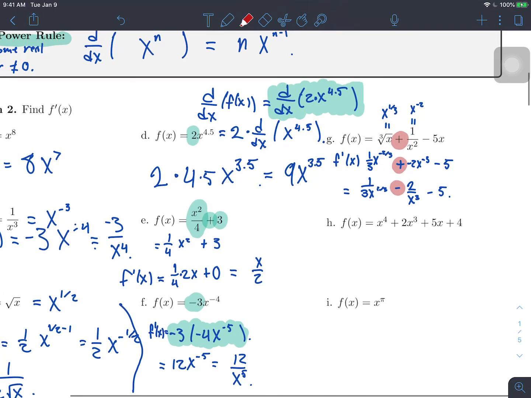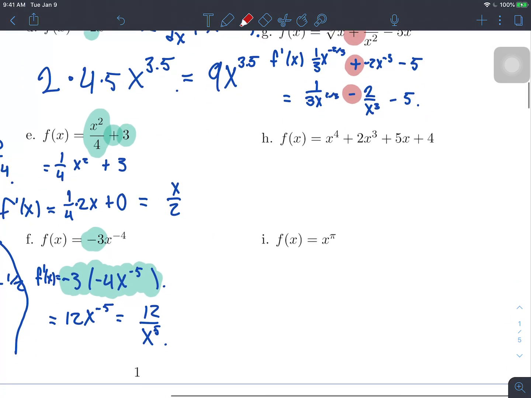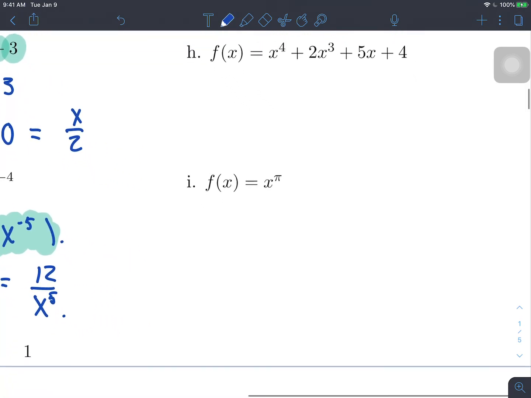Okay, I'm going to skip h. H is pretty much the same. But we will talk about I. We love using pi in our examples. What do we think about x to the pi? Can I apply one of my rules to this function?